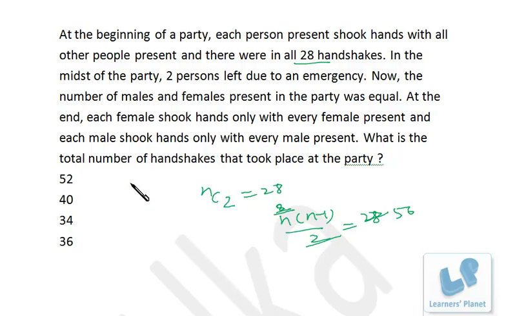Now 2 persons left. That means now 6 persons are there, 3 males, 3 females. Now each female is shaking hands with females only. So there will be 3C2 handshakes. That's 3. Each male is shaking hands with males only. So further there will be 3C2, that's 3 handshakes. So 3 plus 3, more 6 handshakes will be there. Initially 28. Now more 6. That means in all 34 handshakes will be there in the party. Okay. And an interesting one.